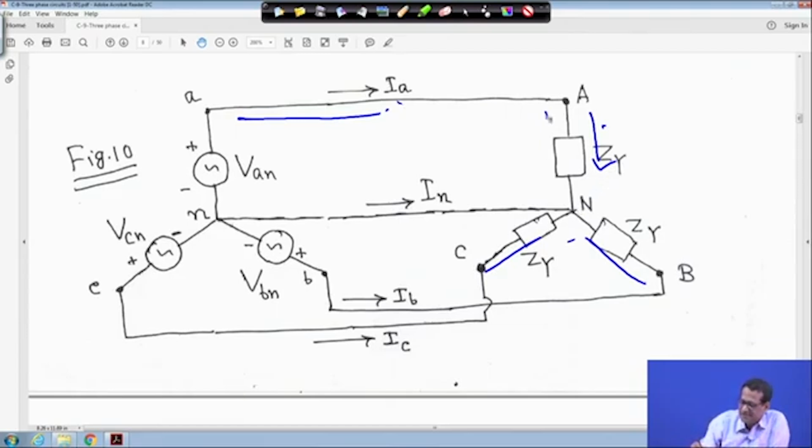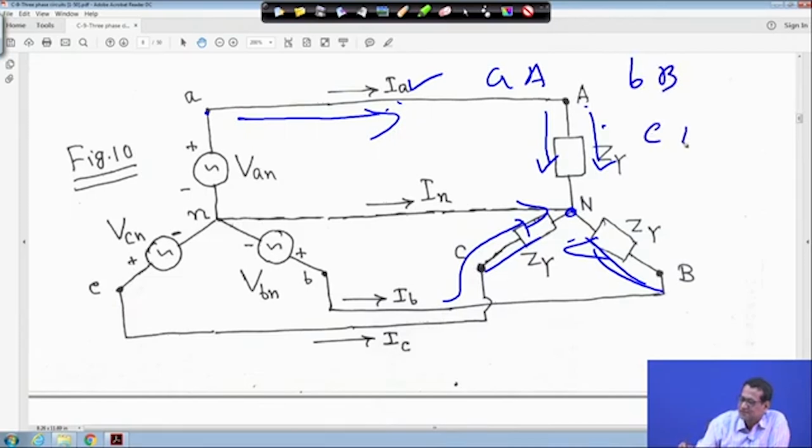So the same current is going here, the same current is going here. Similarly for IB, and similarly for IC and IN also. If we apply KCL at this point, it will be IA plus IB plus IC plus IN is equal to 0. So the same current is flowing here, and this is the line current. A to A is the line, small b to B is the line, small c to capital C is the line, in all these cases.